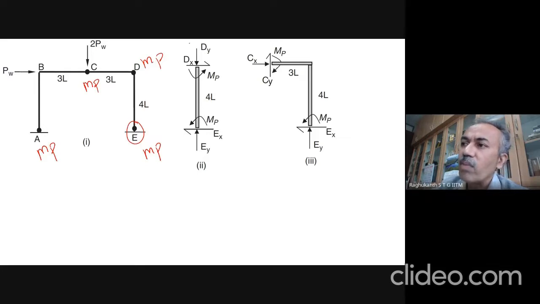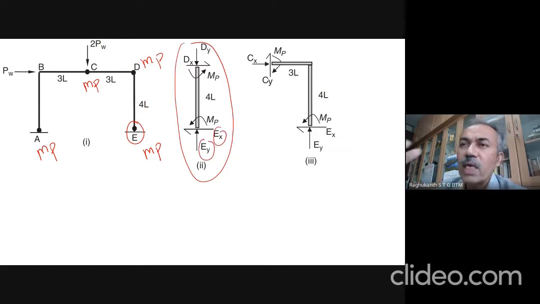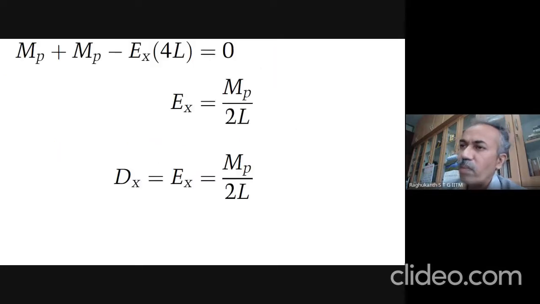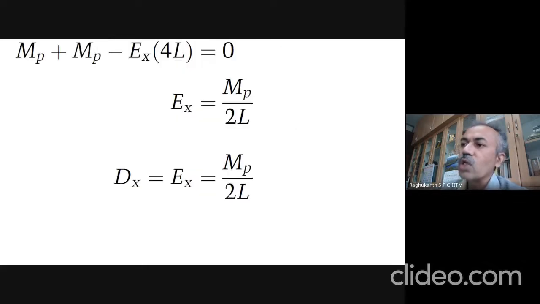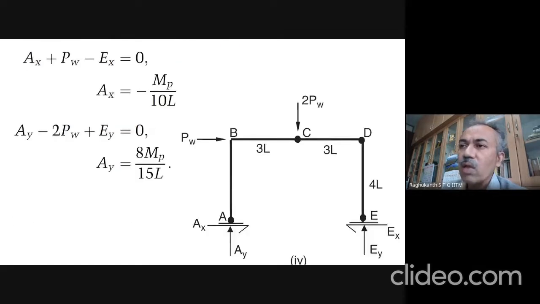So you take this portion, that is D. These are the reactions, EX, EY, and then you have a moment, but because it is the collapse load, it is equal to MP. So here also a hinge has formed, so MP, DX, DY. Then if you take this portion C also, it is MP, CX, CY. You can calculate all those things from the equilibrium equations, MP plus MP minus EX. So you take this combination for EX horizontal. You can calculate EX, the support reactions and all those things from these expressions, like EX, EY, all those you find out.